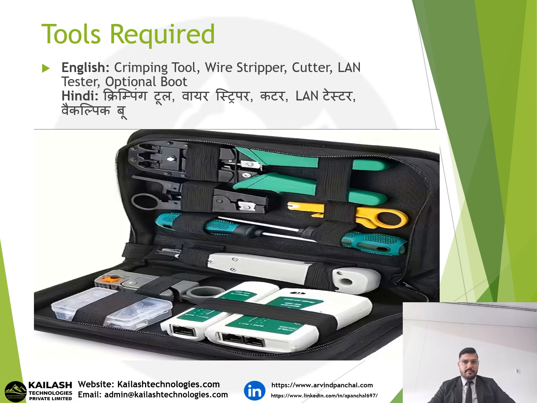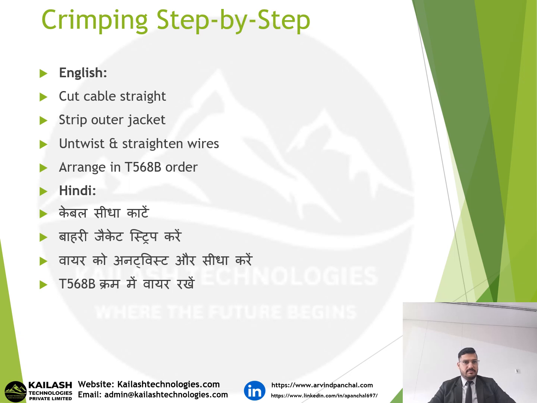Tools required: crimping tool, wire stripper, cutter, LAN testers and wire cable testers, optional boot, and many other things, as you can see in the pictures. Crimping step by step: we cut the cable, strip out the jacket, and untwist the wires. Once you cut the wire, you have to strip it and untwist all the wires inside. You have to bring them to a good shape, so you can put them in the connectors.